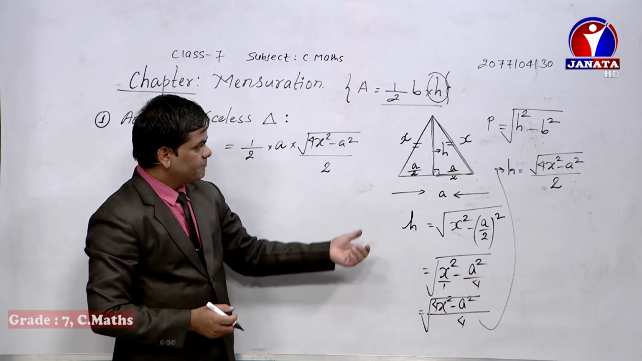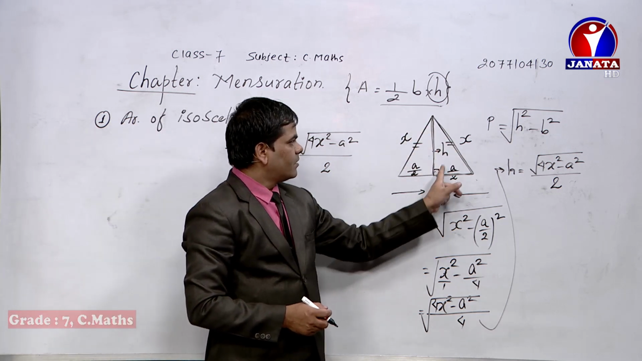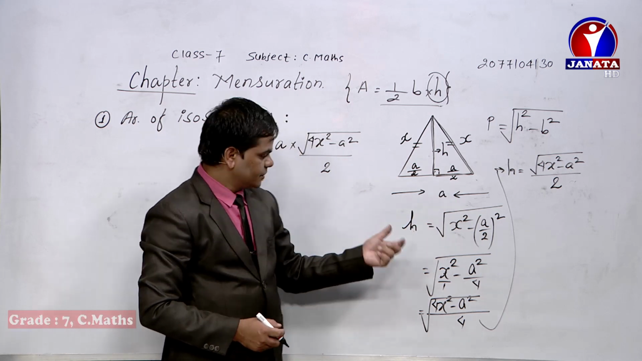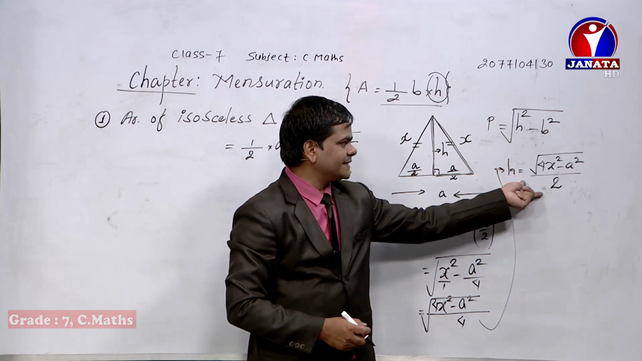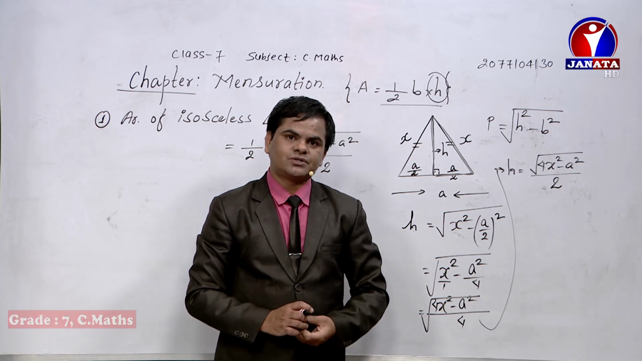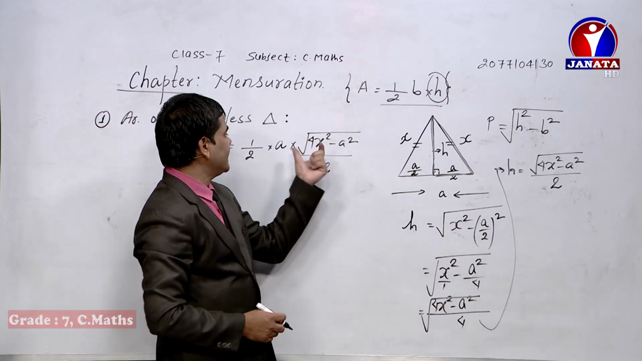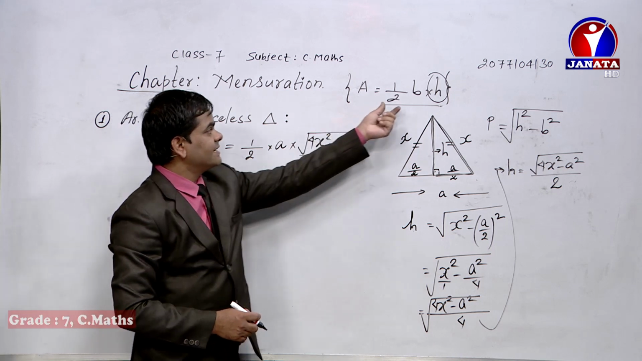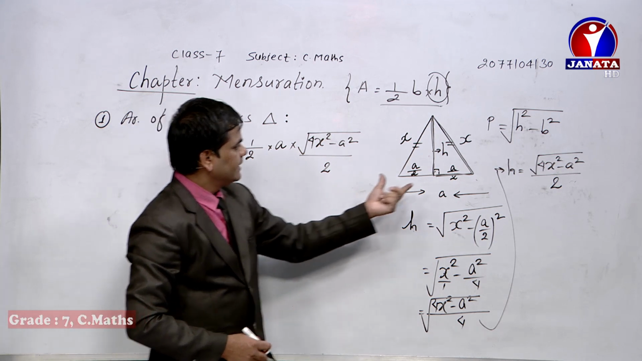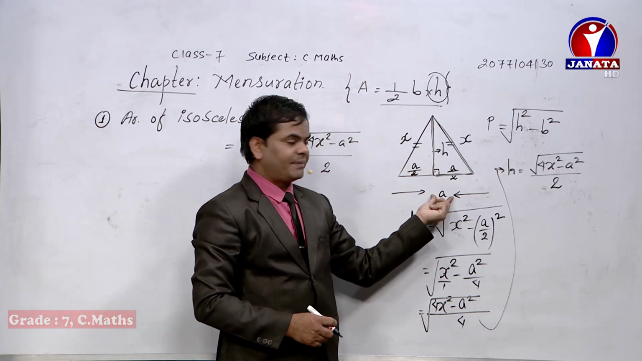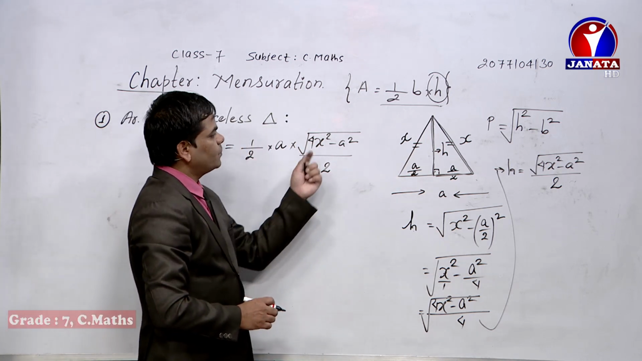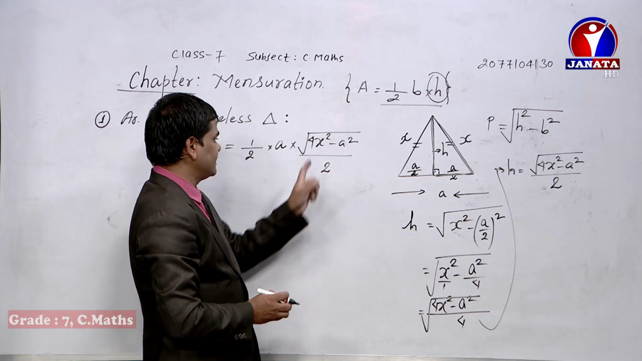So we found by using the Pythagoras theorem that the value of h is root under x square minus a by 2 whole square. By proceeding, we got the value of h as root under 4x square minus a square, whole divided by 2. So by keeping the value of h here, the general triangle formula is 1 by 2 base into height. As per this figure, this one is the base, which we supposed as a, and the height we just got by using the Pythagoras theorem is this one.